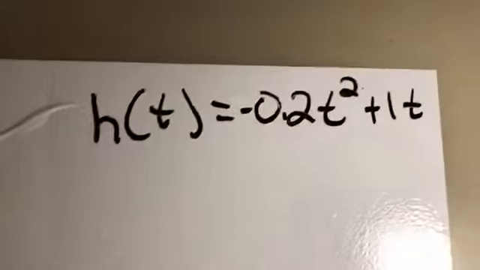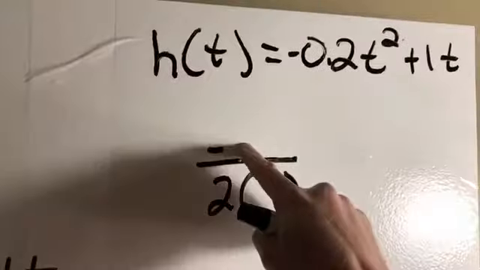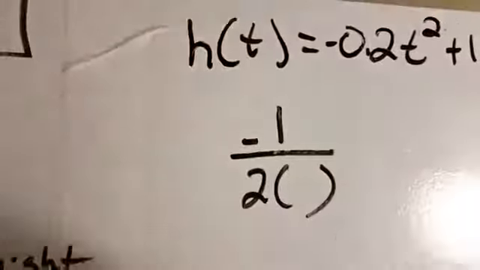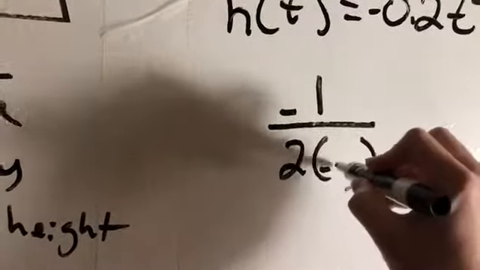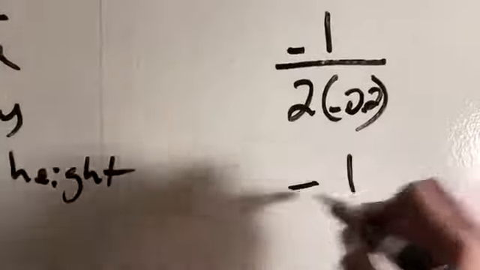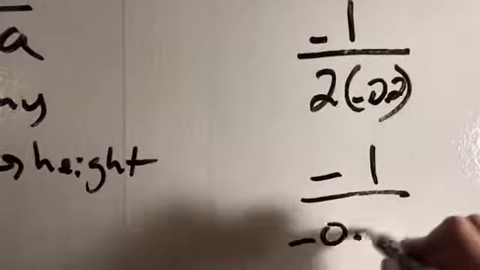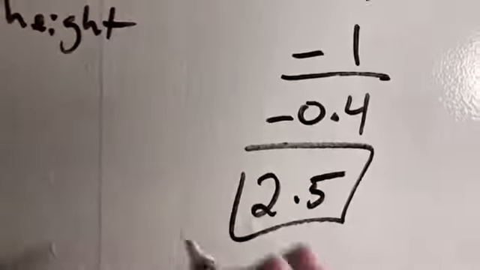So over here, I'm going to put negative b over 2a. So negative b will be negative 1 over 2 times a, which is negative 0.2. So that'll be negative 1 over negative 0.4, which gets me 2.5 for the x value.